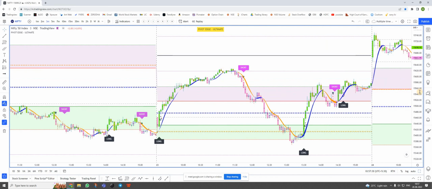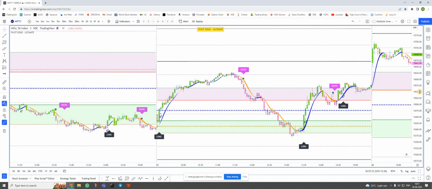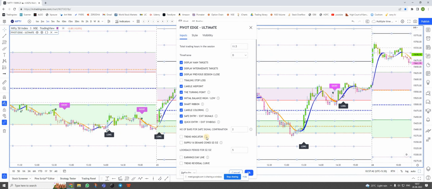So if you are a scalper, you use 1, or if you want to take a trade and you wait normally till the end of the day, or you continue the position, you use 2. Okay. Next is trend indicator.